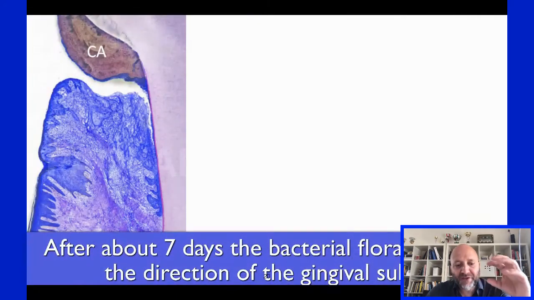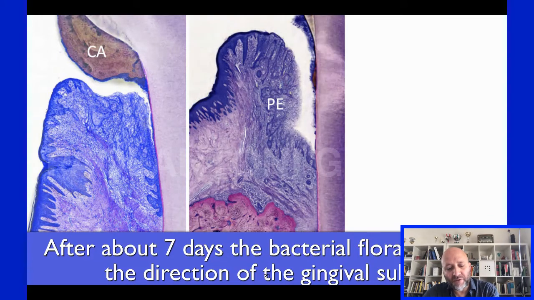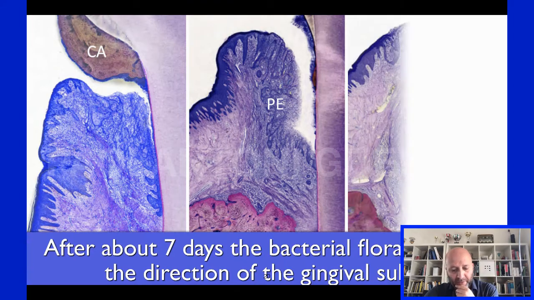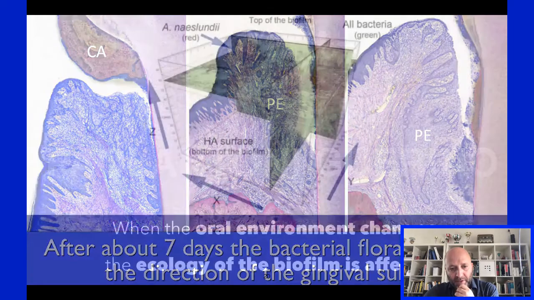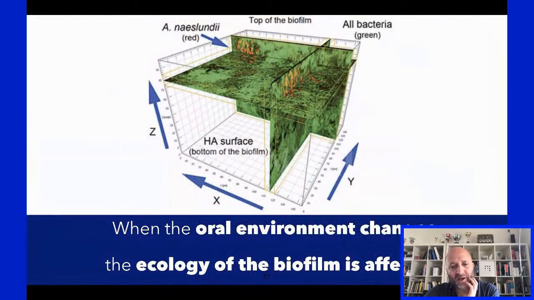After about 7 days, in 1 week, the bacterial flora moves in the direction of the gingival sulcus. We can see that as the defect gets worse, the biofilm likewise goes down into the defect. At the same time, when the oral environment changes, when the patient drinks alcohol or smokes, we can change the ecology of the biofilm inside the layers.